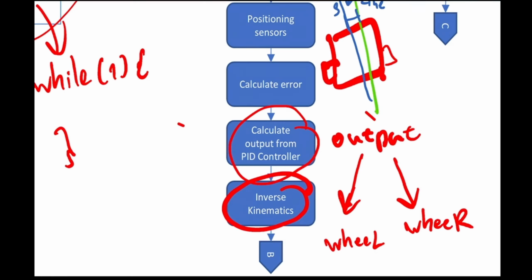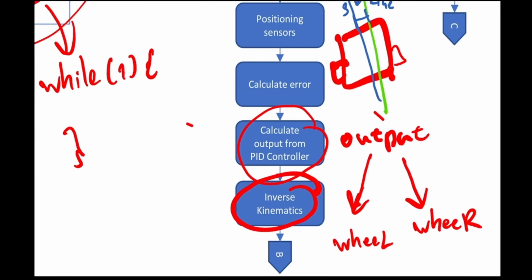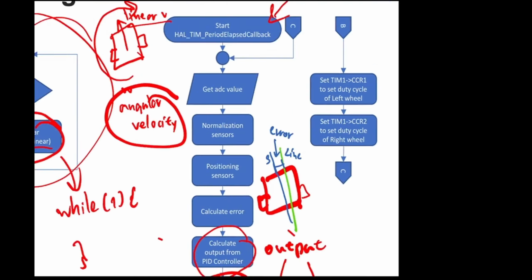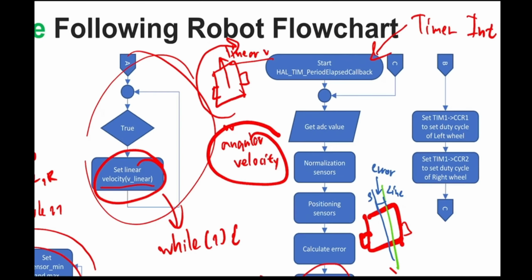Okay, for the output we use the inverse kinematics to separate the value that you got into the speed of the motor left and right, and we will use wheel left and wheel right to control. Flow chart continues to here.